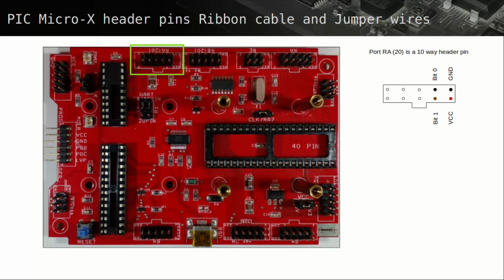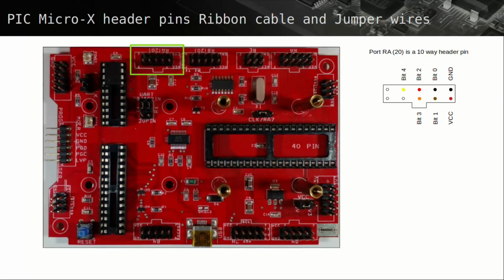Pin 4, or bit 1, positioned here, we will use brown jumper wires for bit 1 in tutorials. Pin 5, or bit 2, positioned here, we will also use red jumper wires for bit 2 in tutorials. Pin 6, or bit 3, positioned here, we will use orange jumper wires for bit 3 in tutorials.